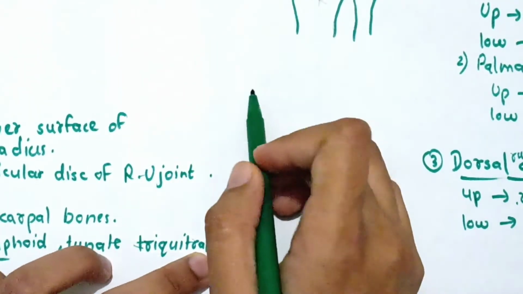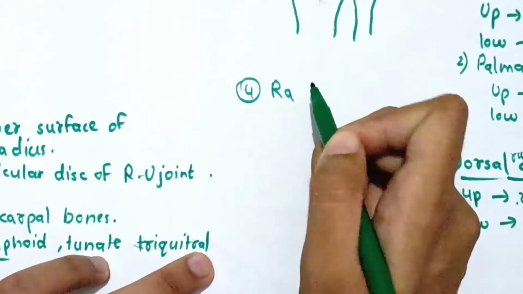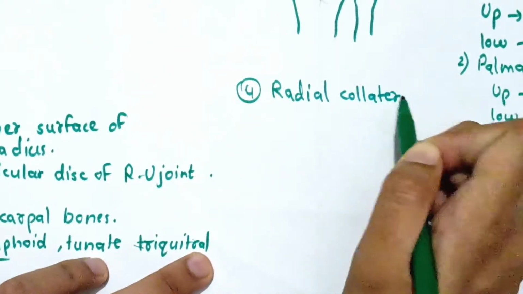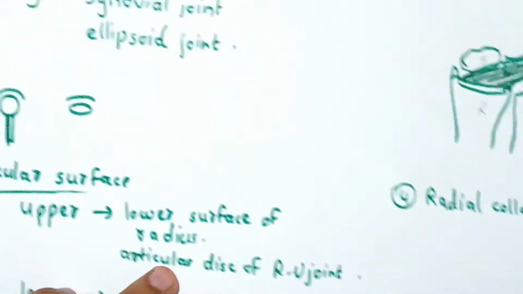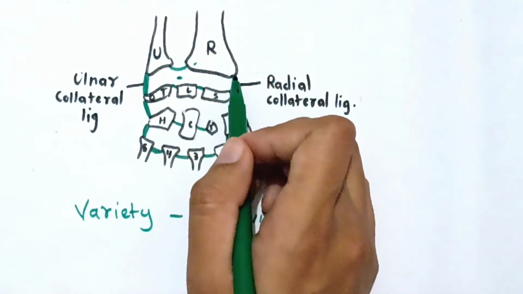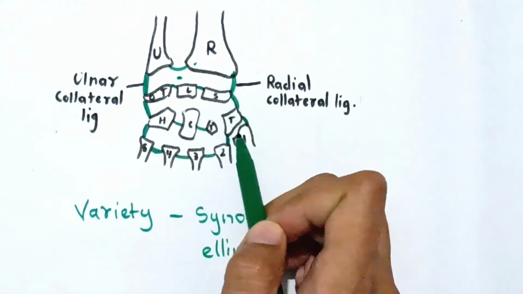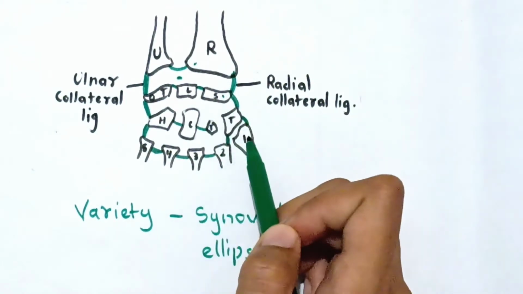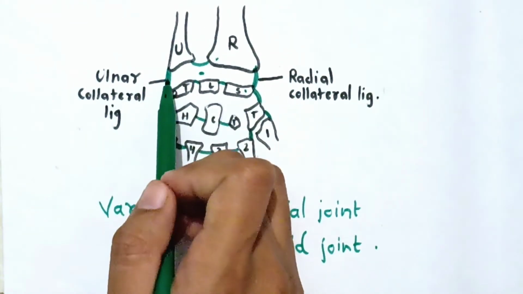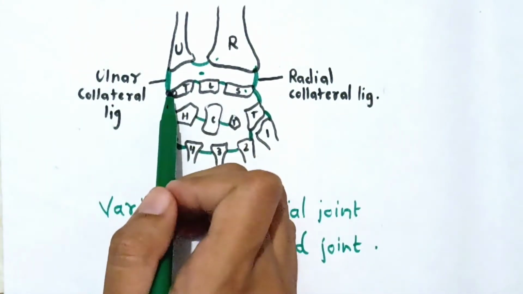Now next we have radial collateral. So for radial collateral, it is in this diagram. You can see it is a radial collateral originating from the tip of base of styloid process of radius and inserting on the lateral side of scaphoid bone. And same the ulnar collateral originating from the tip of styloid process of ulna and inserting on the medial side of the triquetral bone.